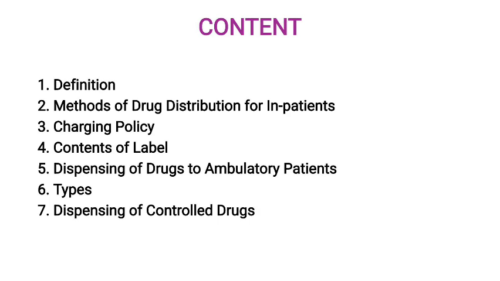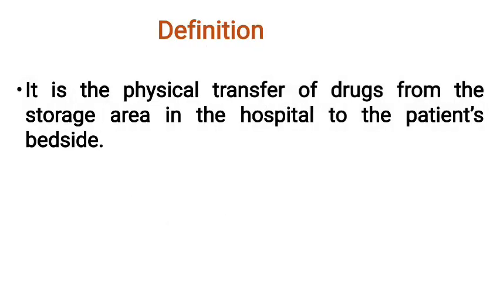First, definition. Second, method of drug distribution for inpatients. Third, charging policy. Fourth, content of label. Fifth, dispensing of drug to ambulatory patient. Sixth, types. Seventh, dispensing of controlled drug. Definition: it is the physical transfer of drug from the storage area in the hospital to the patient bedside.